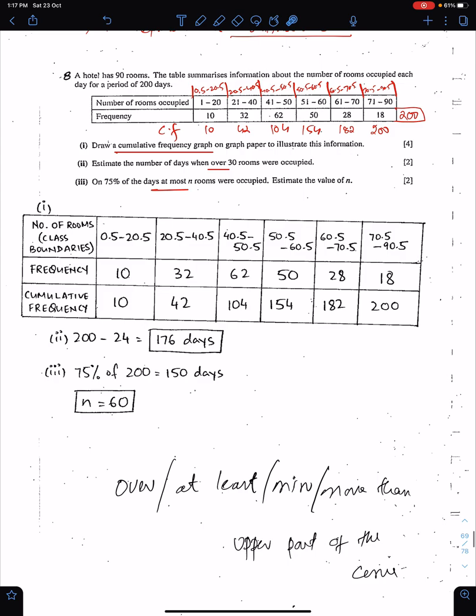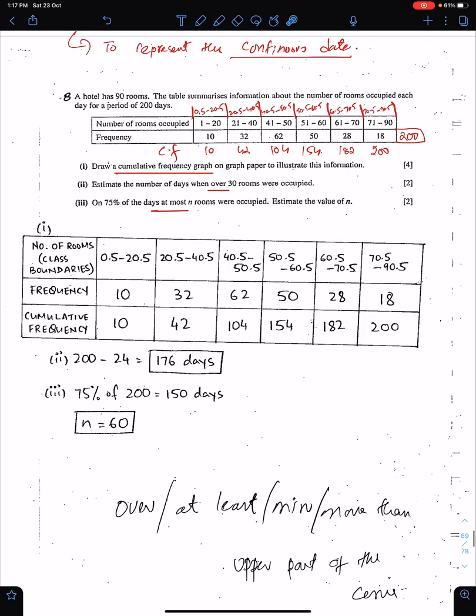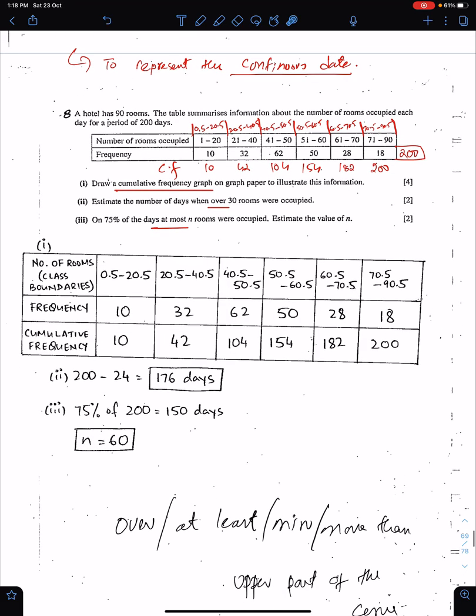Next question, number 8. A hotel has 90 rooms. The table summarizes information about the number of rooms occupied. Number 1, draw a cumulative frequency graph. For that, we first need to construct cumulative frequency distribution. So first get the class interval, class boundaries. These are class boundaries. You need to subtract 0.5 from this and add 0.5 into this. From class intervals, we get class boundaries by subtracting 0.5 into this number and adding 0.5 into this number. So these are the class boundaries.